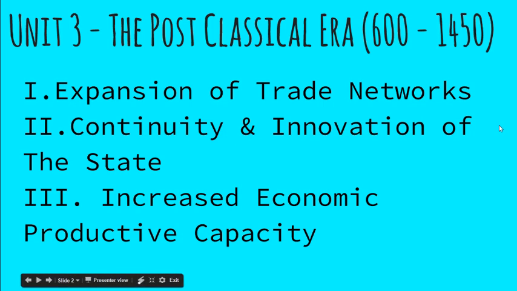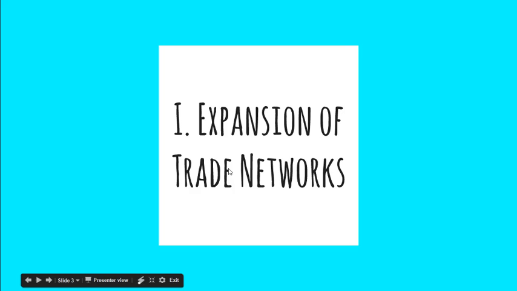All right, so Unit 3 is the post-classical era, going from 600 CE all the way to 1450. There's three major categories. During this time period, we're looking at trade networks expanding. We're looking at the continuity of the classical era, like when it comes to empires and new empires and states that are formed. And we're also going to see the increased production capacity of economies.